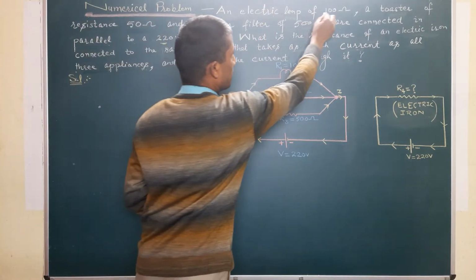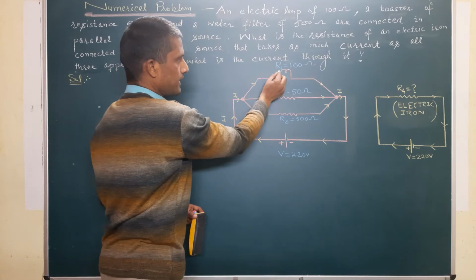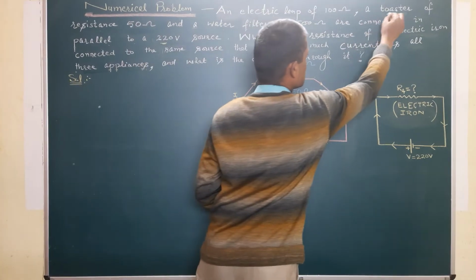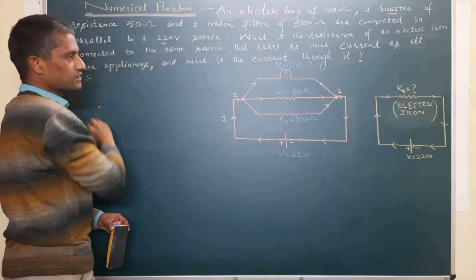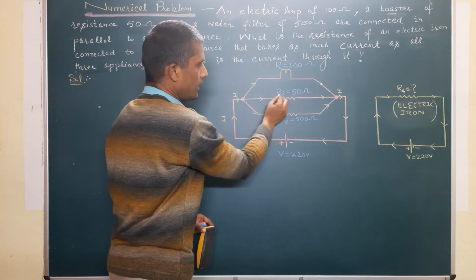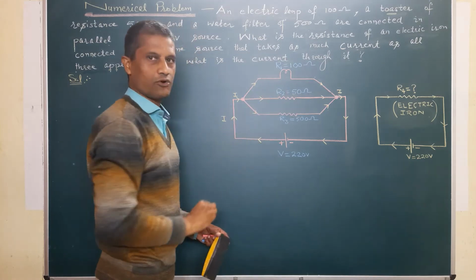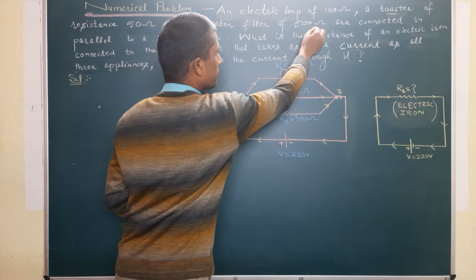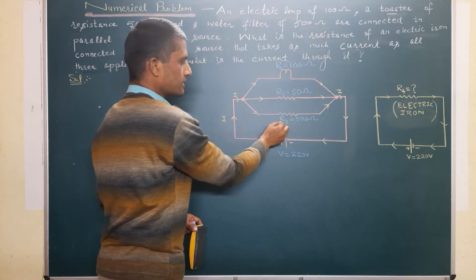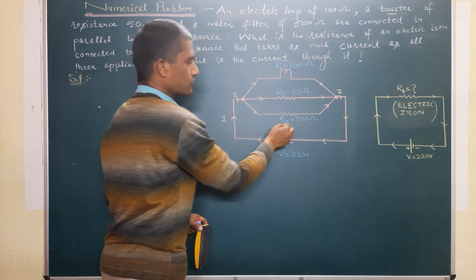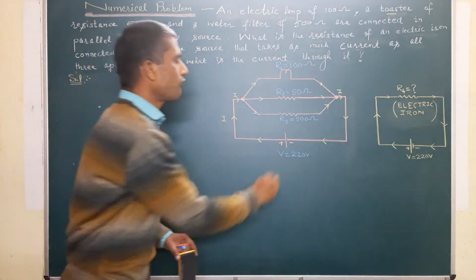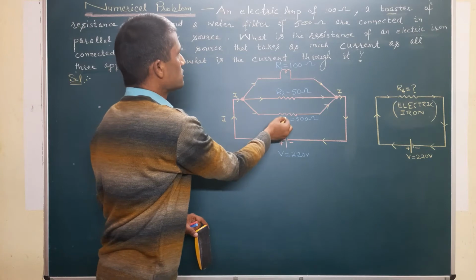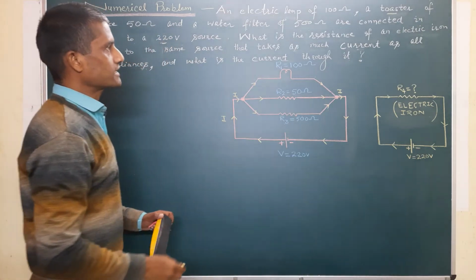An electric lamp of 100 ohm, here it is, the electric lamp having resistance R1 equal to 100 ohm. Thereafter a toaster of 50 ohm resistance, it is the toaster R2 having resistance equal to 50 ohm. And then a water filter of 500 ohm, here it is R3 having resistance equal to 500 ohm. The electric lamp, the toaster, and the water filter are connected in parallel.